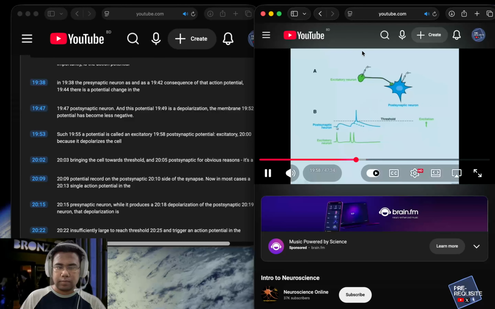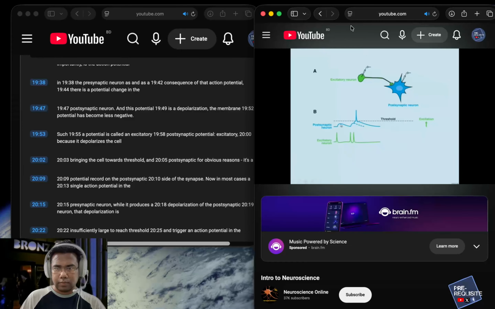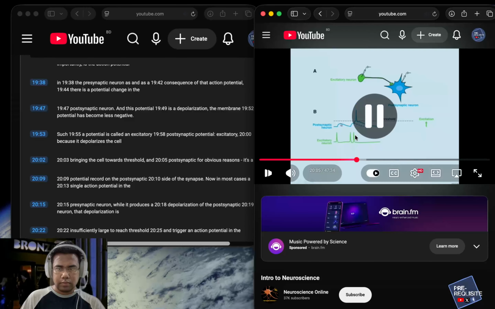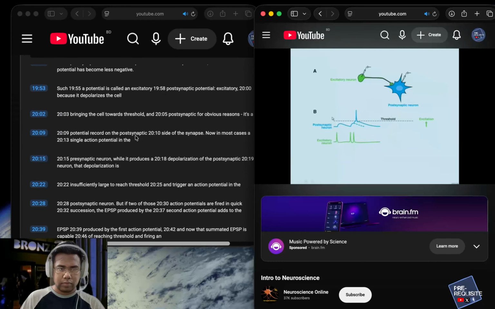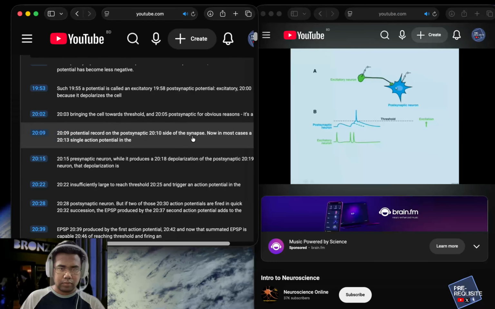Is called an excitatory postsynaptic potential. Excitatory because it depolarizes the cell, bringing the cell towards threshold. And postsynaptic, for obvious reasons, it's a potential recorded on the postsynaptic side of the synapse.